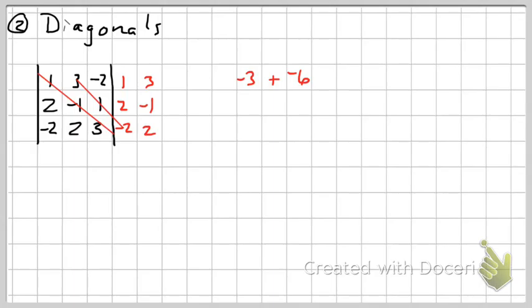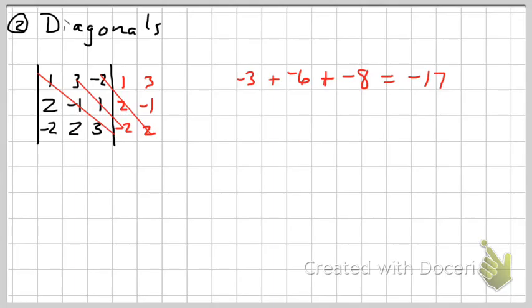3 times 1 times negative 2 is negative 6. And then we're going to do it again with the negative 2. Negative 2 times 2 times 2 is negative 8. And at that point, we are going to stop and add those three numbers together. No, we are not done. That was the front 9, to use a golf analogy. Now we're going to do the back 9.